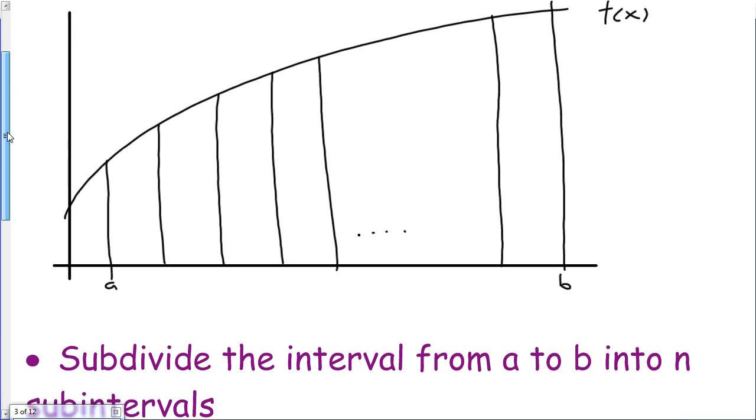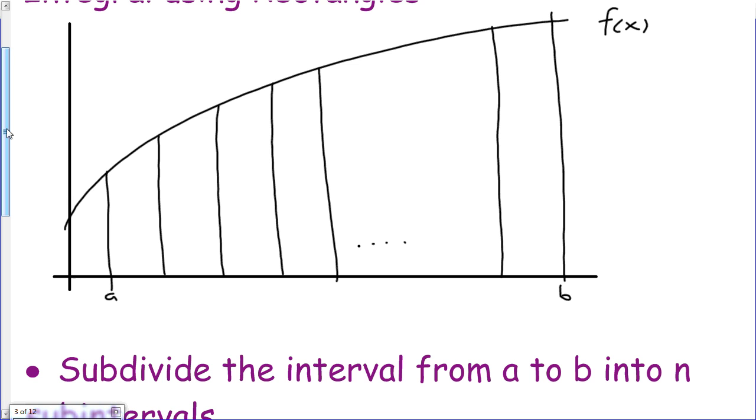So if I come back up here to my sketch, we'll just mark those up here on my sketch, that this width right here is delta x. And this width right here is also delta x. And this is delta x.